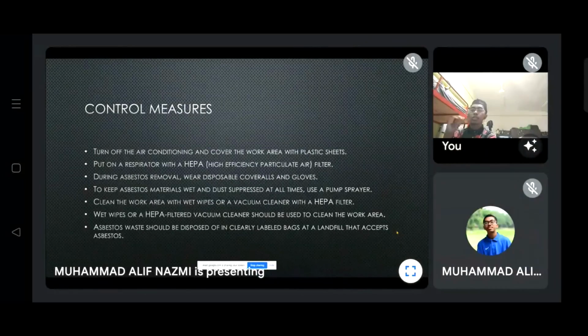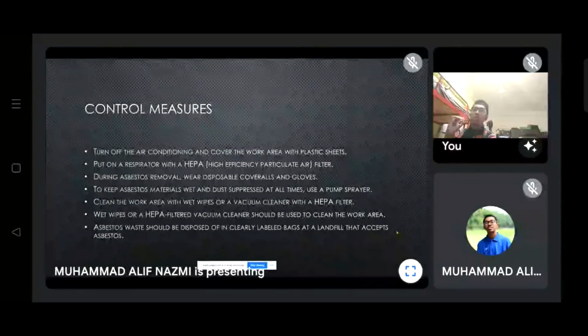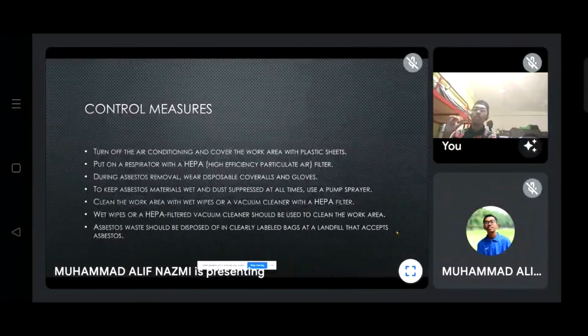During asbestos removal, wear disposable cover and gloves. To keep asbestos material wet and dust suppressed at all times, use a pump sprayer. Wet wipes or a vacuum cleaner with a HEPA filter should be used to clean the work area. Asbestos waste should be disposed of in clearly labeled bags at a landfill that accepts asbestos.